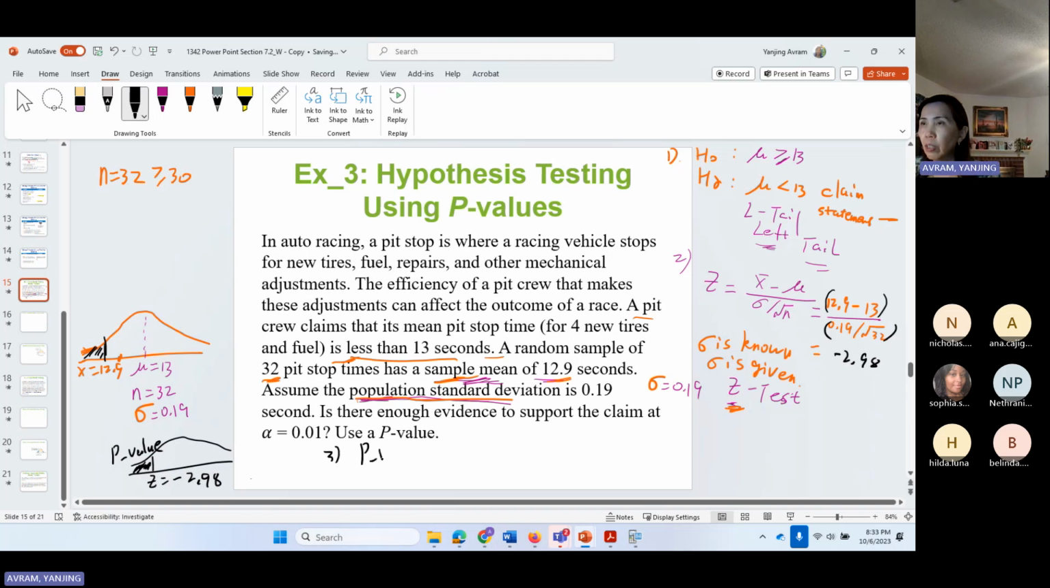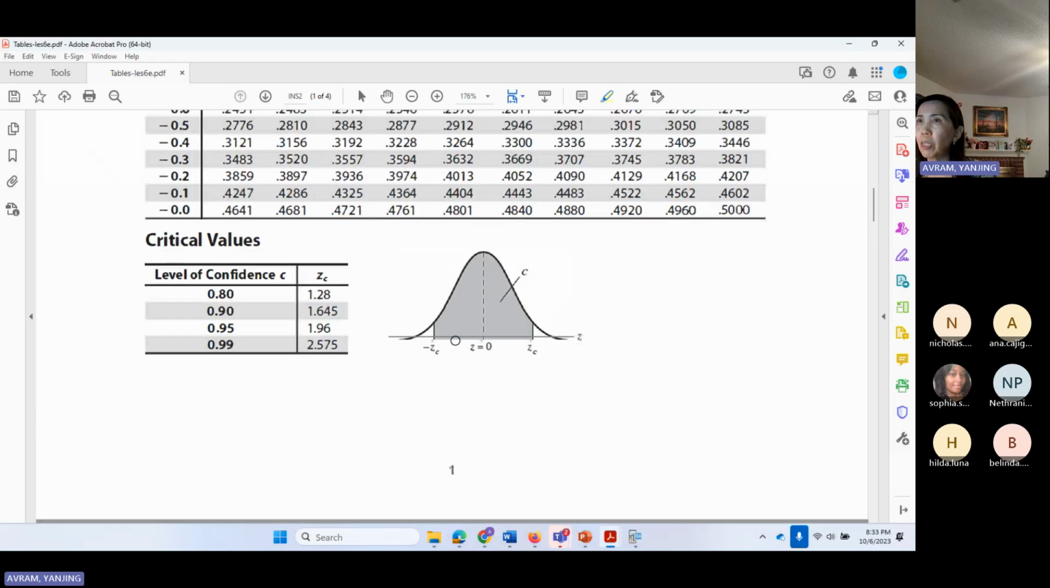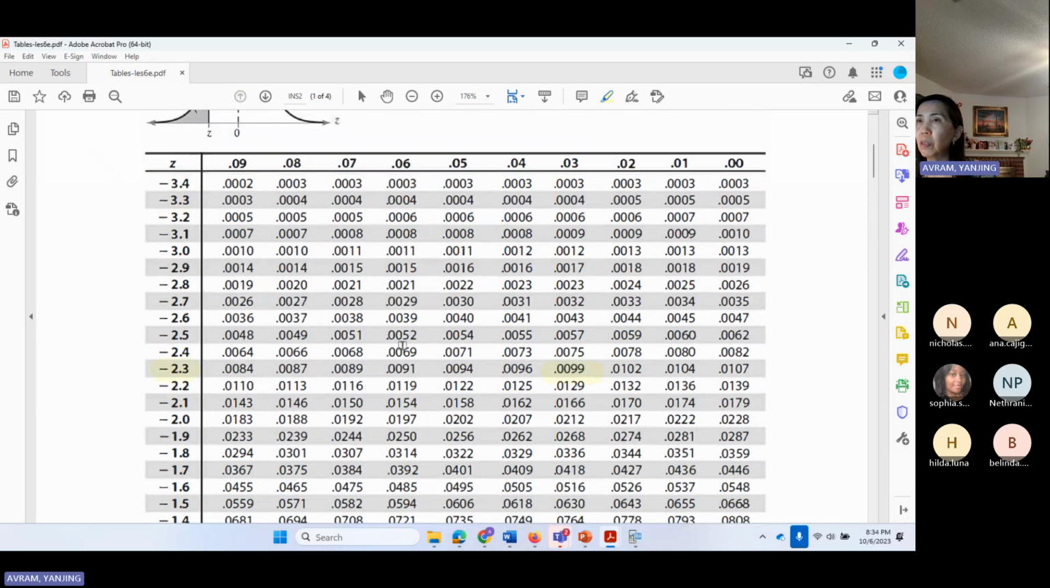So number 3, we're going to find our p-value. If it were a right tail, you would have to subtract from 1, but this is one tail, so whatever you read from the table is the p-value. Negative 2.98, you go to negative 2.9 here, and negative 2.98 is right here. So 0.0014.